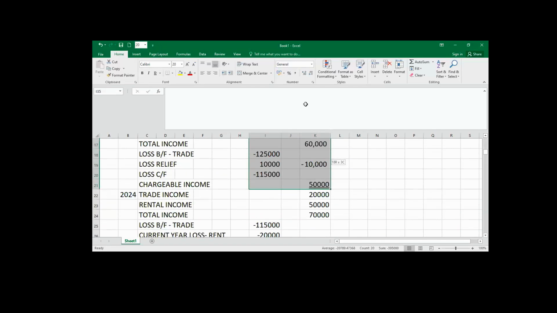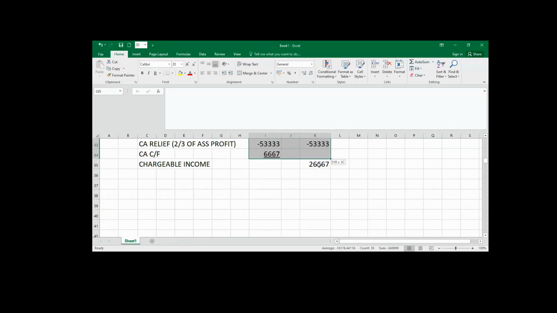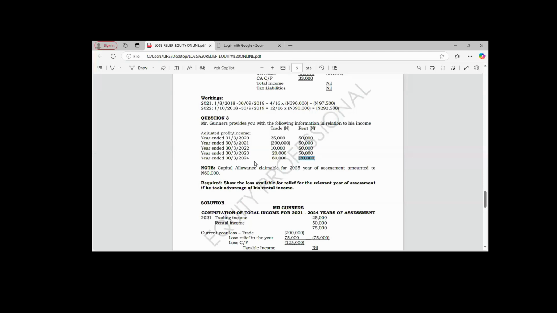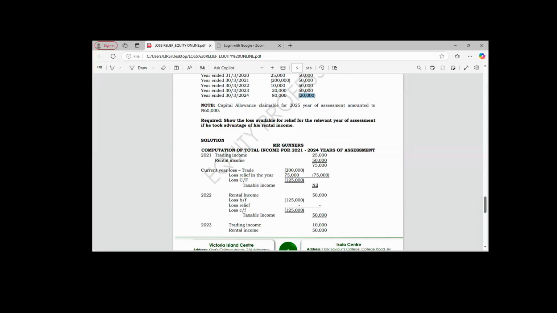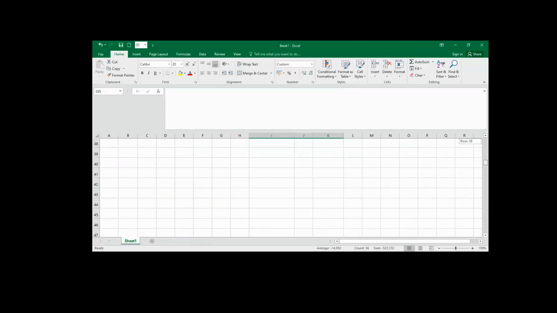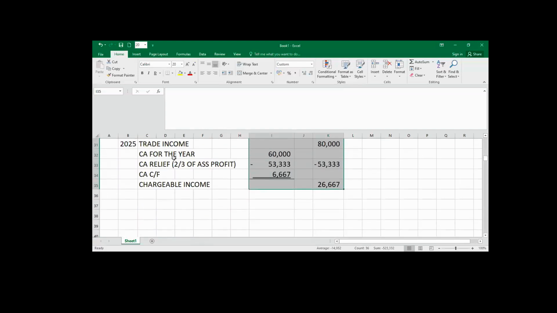Let's go back to our question. So the question stops at 2024, which is the 2025 year of assessment. So that means we don't have any other information. That is the only information that the question can accommodate. So that will be the solution as far as this particular question is concerned.